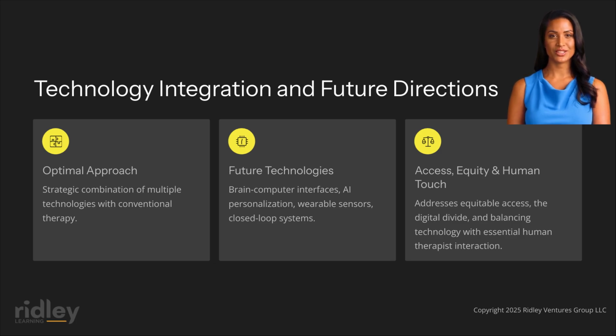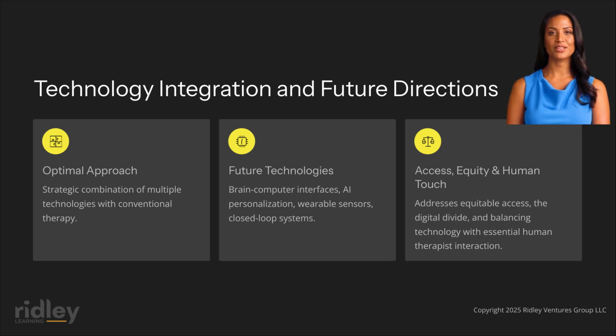Future directions in rehabilitation technology include advances in brain-computer interfaces that enable direct neural control of assistive devices, artificial intelligence systems that personalize rehabilitation protocols based on individual response patterns, wearable sensors that enable continuous monitoring of rehabilitation activity and outcomes in community settings, and closed-loop systems that automatically adjust intervention parameters based on real-time physiological feedback. These developments promise increasingly sophisticated and personalized rehabilitation interventions while also raising important questions about access, equity, and the appropriate balance between technological and human elements in rehabilitation care.